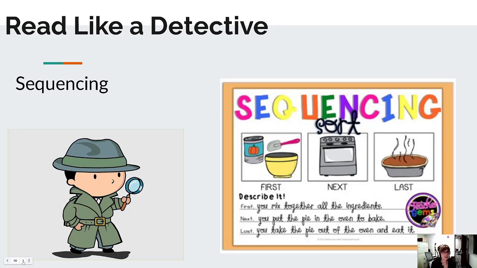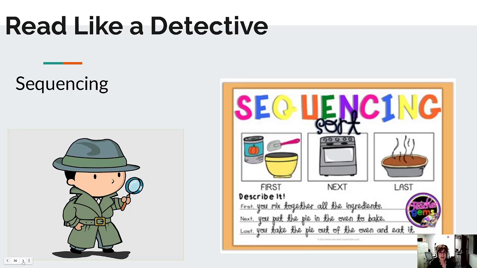So when we look at sequence, second graders, what that means is the order of the events. On the screen, you will see a recipe, and it says first, you will mix together all the ingredients. Next, you put the pie in the oven to bake. And last, you take the pie out of the oven and eat it. So the sequence is the order.